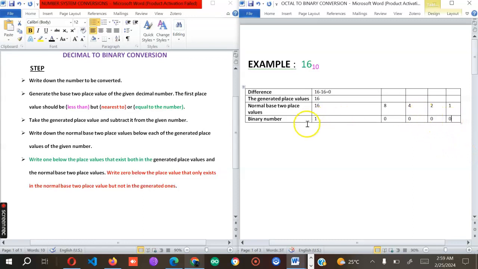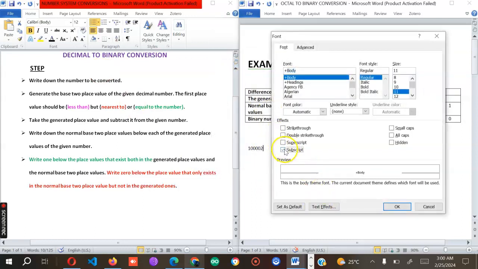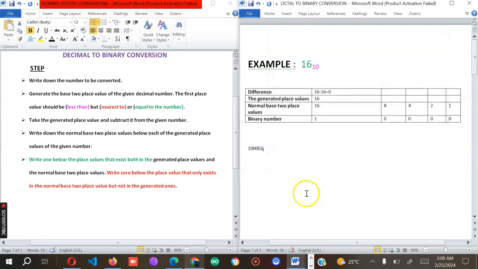So just like that, the final answer will be 1 0 0 0 0, then we have the base 2 as our answer. Let me write the subscript base 2 like that. So that is our answer.